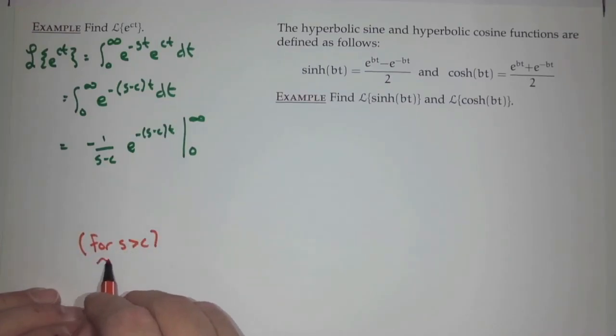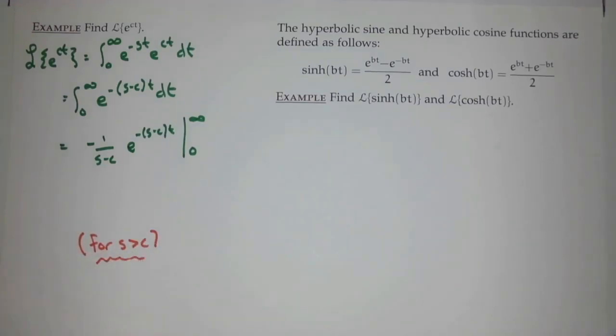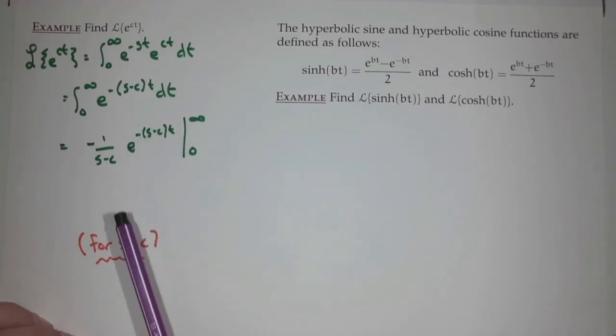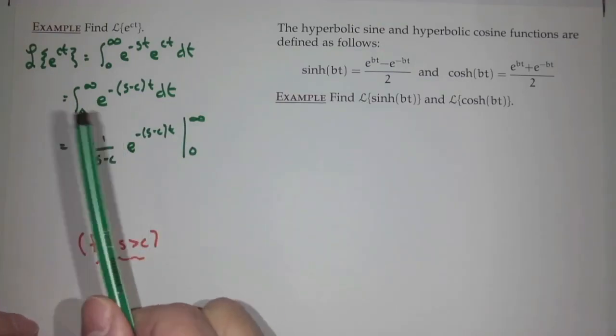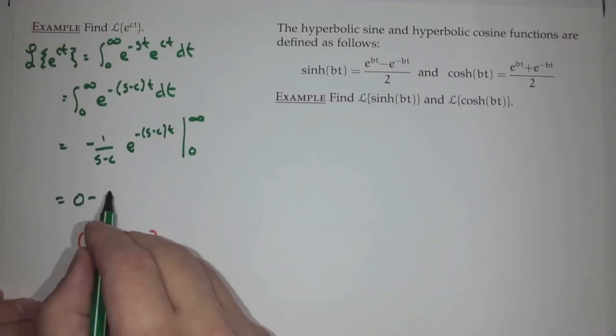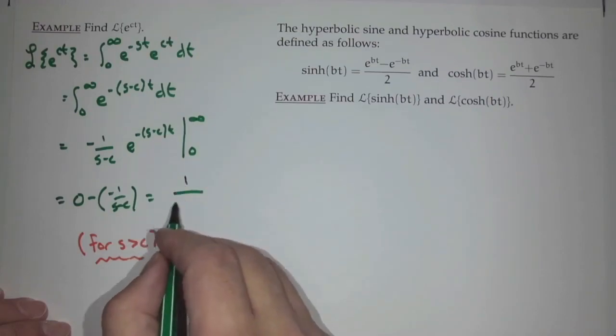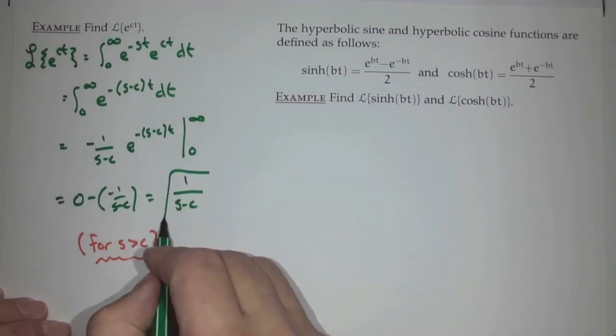Now, most of the time, we don't care about these comments, but there's a small technical thing floating in the background that we never really point to and say, but what about this? Like, yeah, we don't care about that. Okay, Steve, all right, whatever. So let's just assume s is bigger than c. Plug in infinity, we get 0. Plug in 0, e to the 0 is 1. So we have 0 subtract minus 1 over s minus c, which becomes 1 over s minus c.